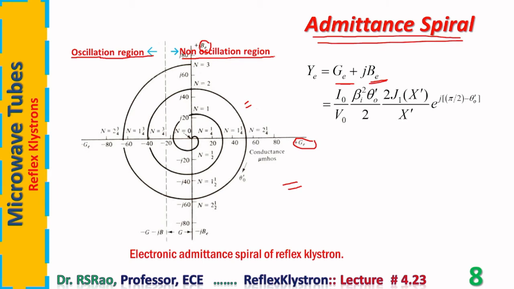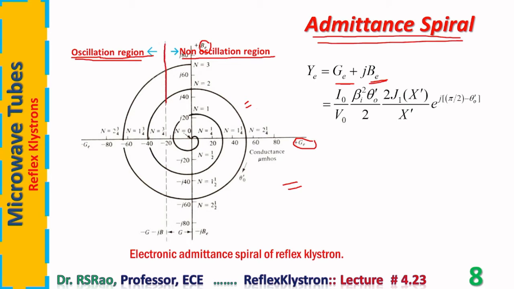Non-oscillation region corresponds to the region where that unity loop gain condition is not satisfied. When GE value lies in non-oscillation region, unity loop gain condition is not satisfied. Only when GE is in the oscillation region, the condition is satisfied, and for those values of GE only, the oscillator is able to give microwave signal. These two regions are separated in the diagram by a broken line.